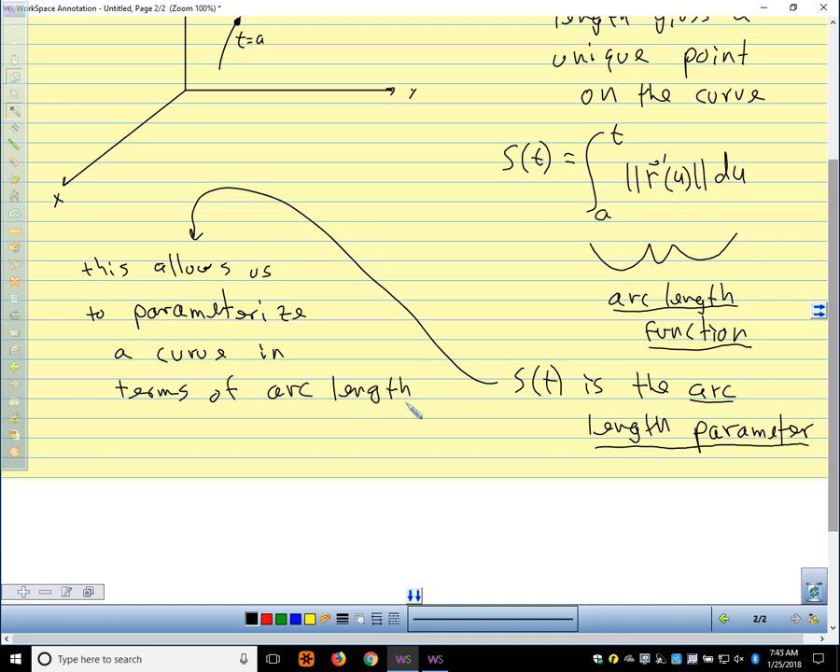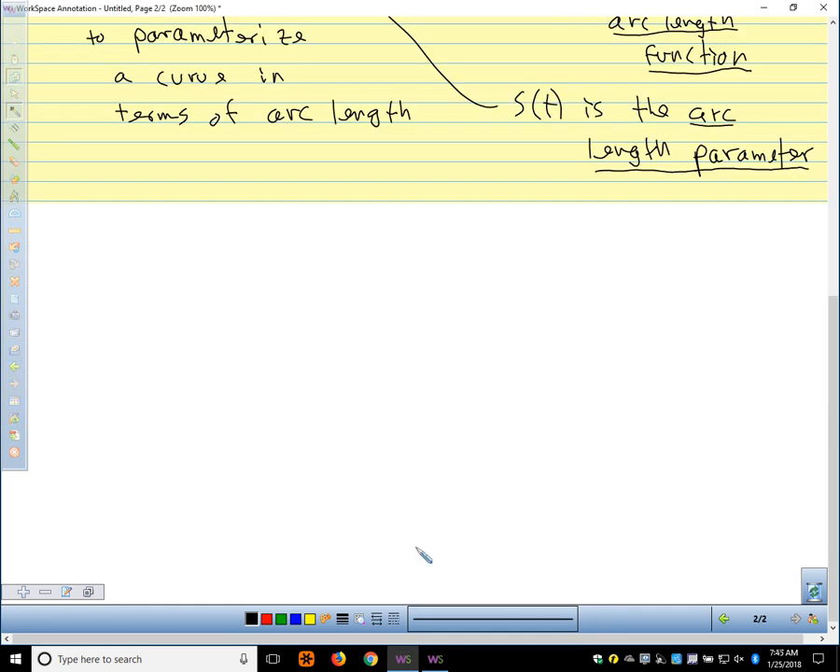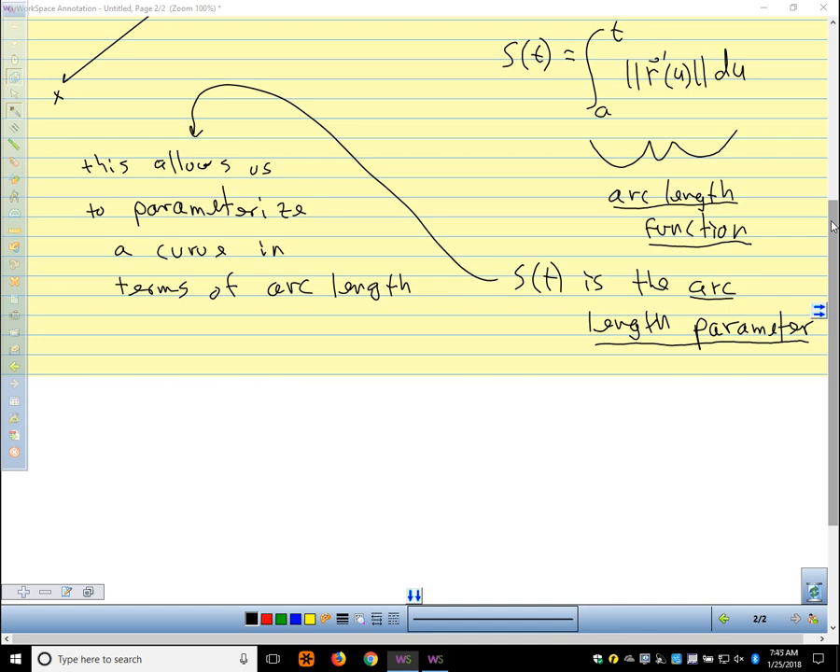The reason we want to parameterize the curve in terms of arc length is because arc length is a property of the curve, not a property of the parameter. And each value of s, like we said, is going to determine a point on the curve, an x, y, and a z. So now we have a method of parameterizing a curve in terms of arc length.